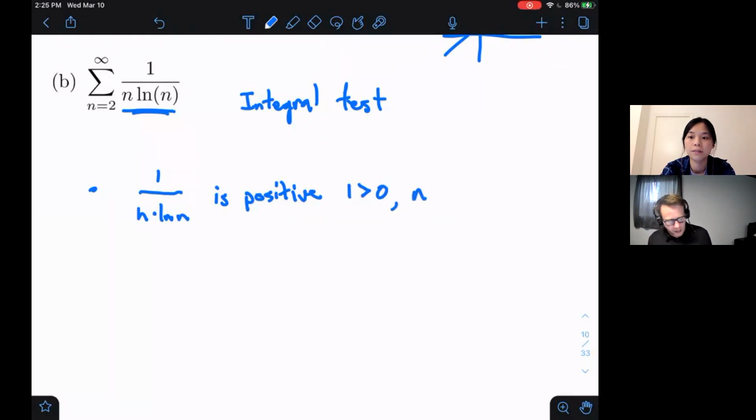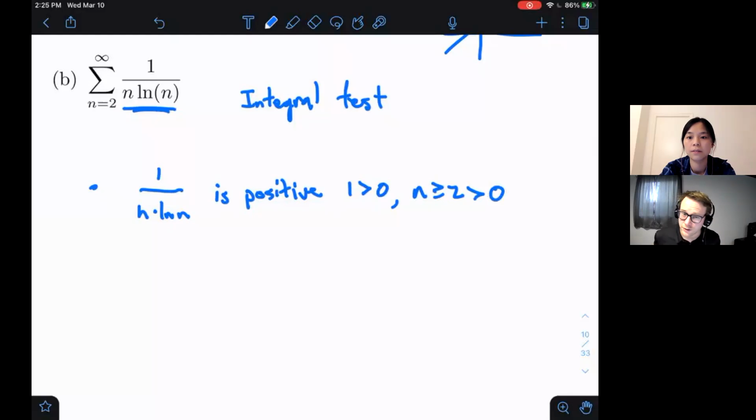And n, right? So n itself, this thing right here is greater than or equal to 2, which is positive, right? It starts at 2, goes 3, 4, 5, right? You never care about any of the negatives.